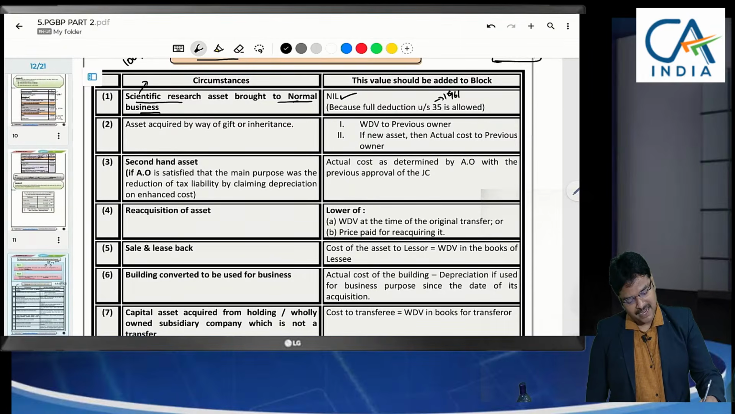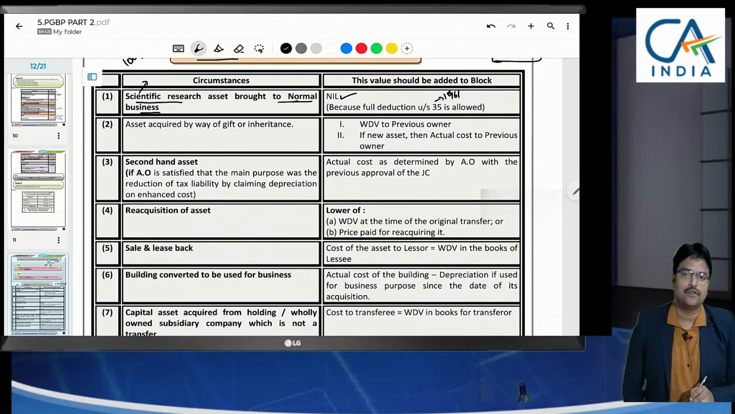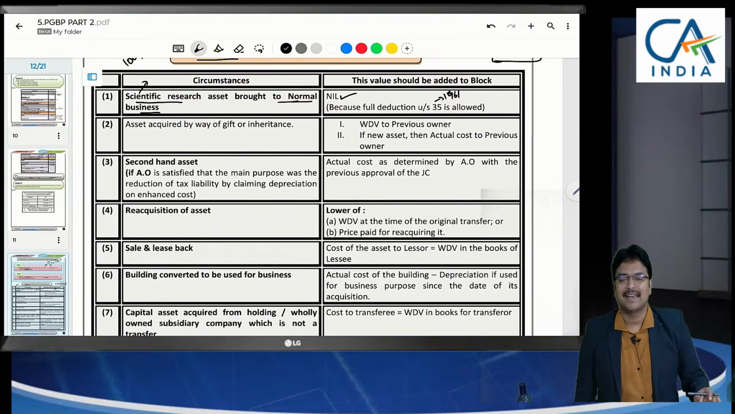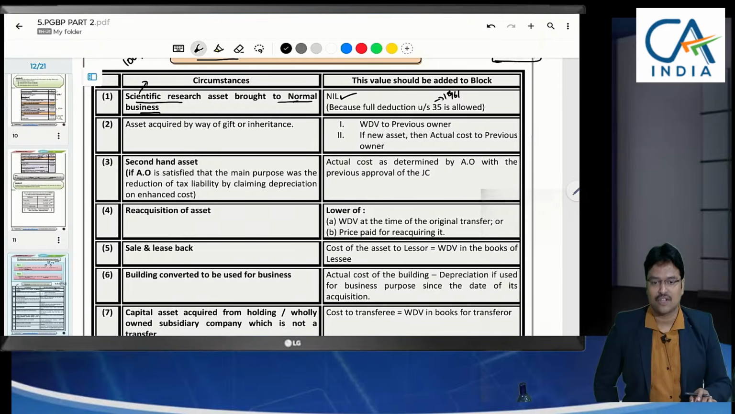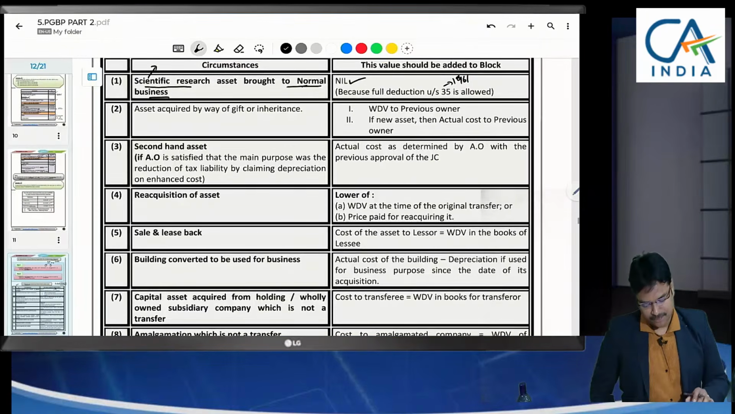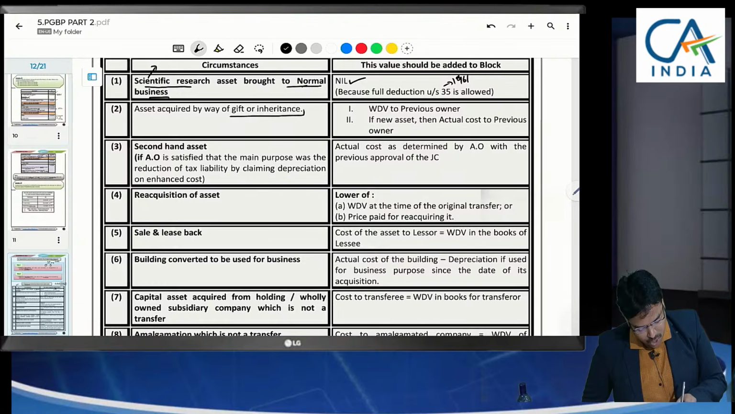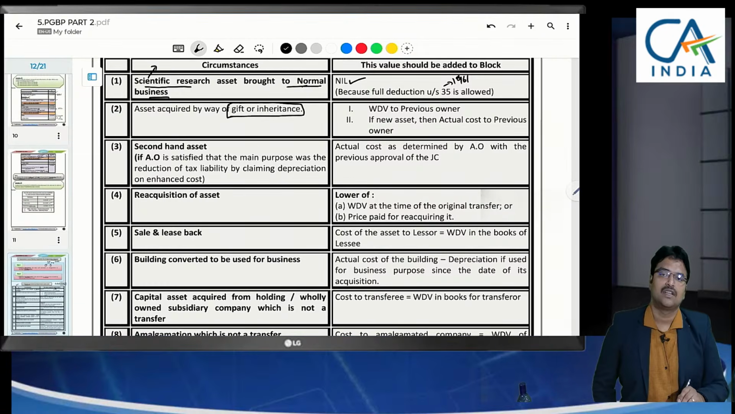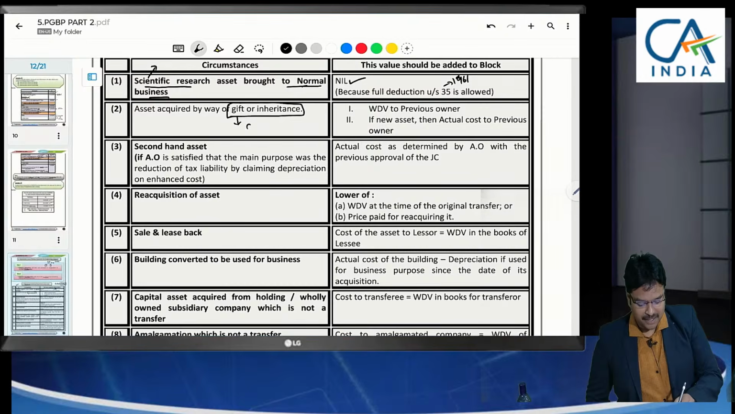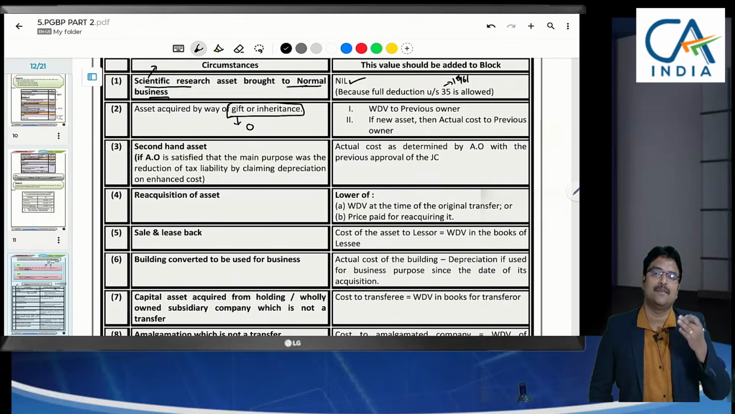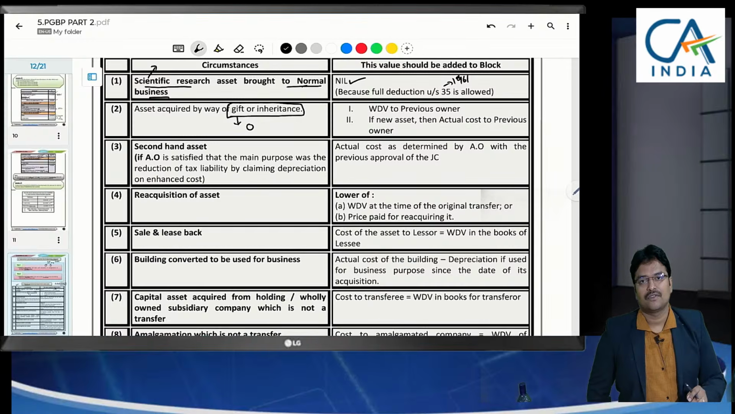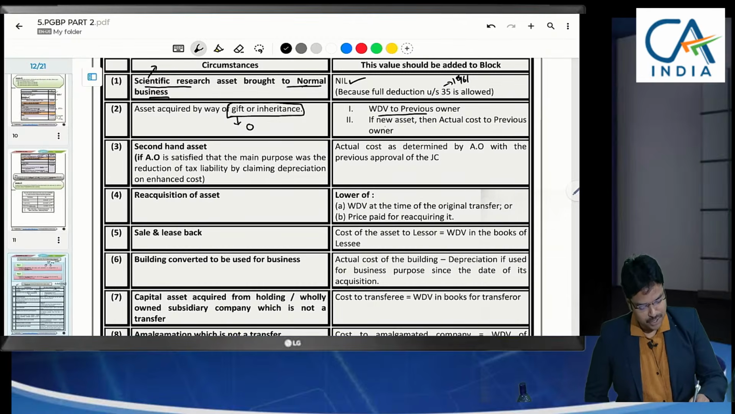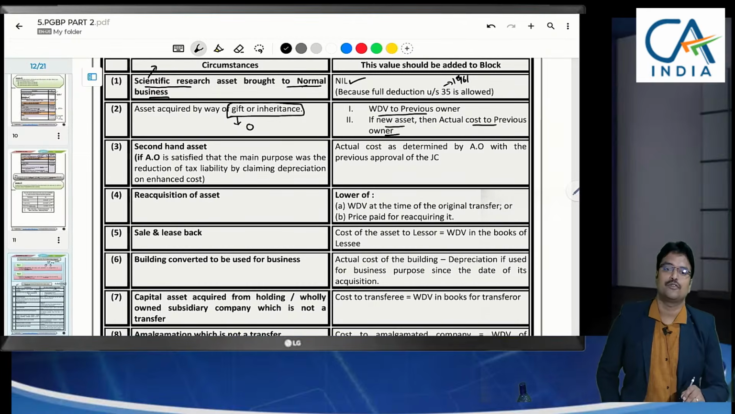Section 35 of the 1961 Act, whereas under the New Income Tax Act we will discuss further in the next session, tomorrow's session itself. Coming to the next, asset acquired by way of gift or inheritance. Whenever we receive an asset by gift, its value is 0 from our point of view, we did not pay any consideration. Our cost of acquisition is 0, but here not the actual cost, notional cost will be taken: WDV to the previous owner. If it is a new asset, actual cost to the previous owner should be considered.